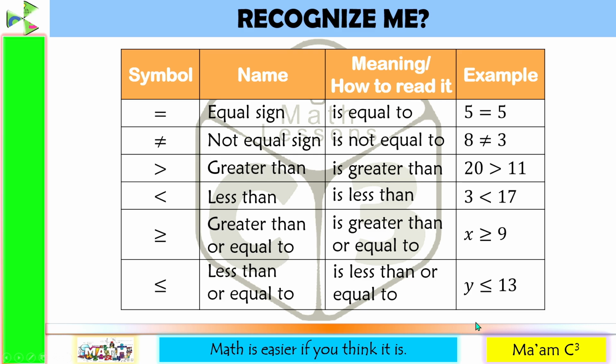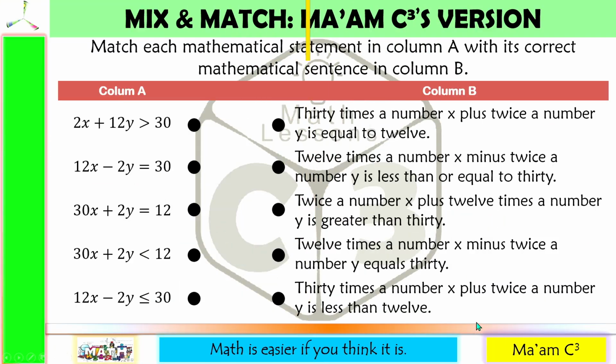Let's have another activity. Mix and match Momsy Cube's version. Match each mathematical statement in column A with its correct mathematical sentence in column B. Okay, you will notice that I only use 3 numbers here. So be careful in using the equivalent sentence. Let me start on column B.